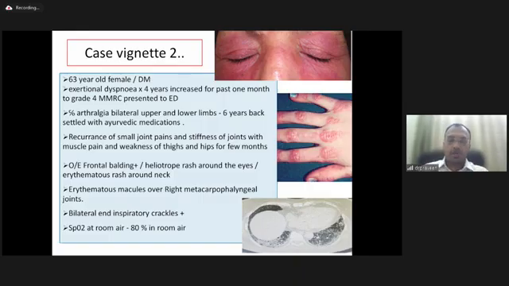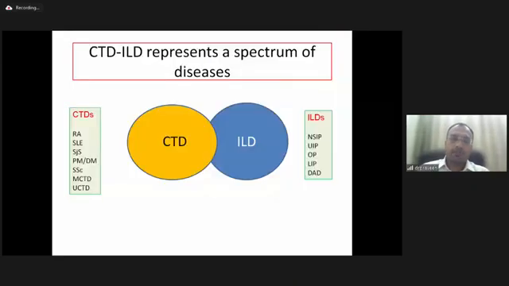So these are the two contrasting scenarios that we might see when we are looking at this whole conundrum of CTD ILD. It's basically a spectrum. At one end we have a very stable patient, and at the other end we have an extremely sick patient who requires urgent intervention. As Sir has already mentioned, we have this whole range of CTD ILDs, with the radiological as well as the pathological aspects of these ILDs, what we see in the CT as well as in the histopathology.